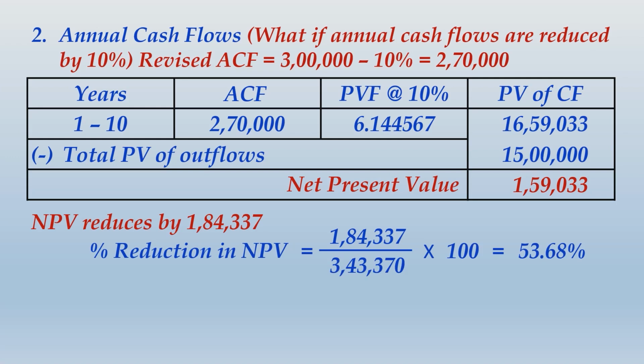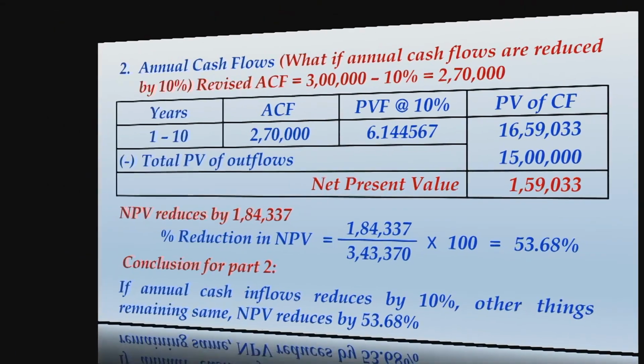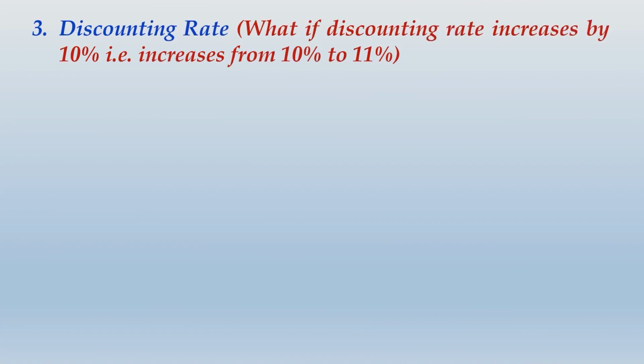53.68%. So what conclusion we draw for this second part? If annual cash inflows reduces by 10%, other things remaining same, NPV reduces by 53.68%. Let us move ahead and take up the next part. That will be, what if discounting rate increases by 10%. That is, it increases from 10% to 11%.